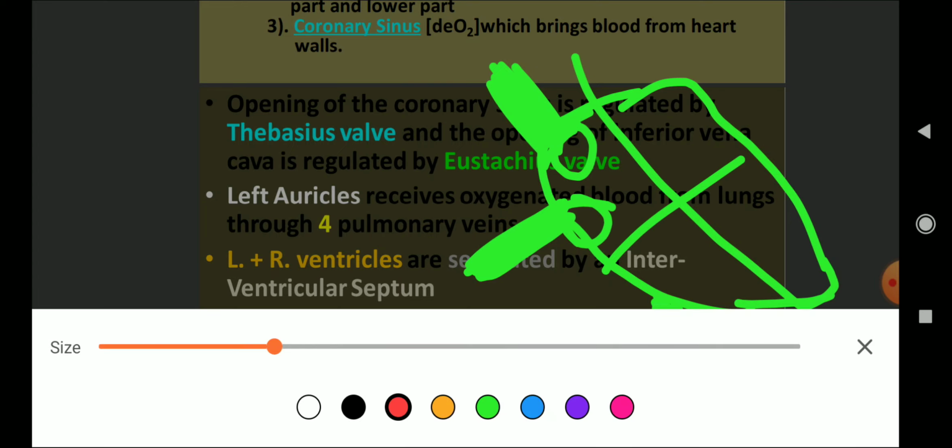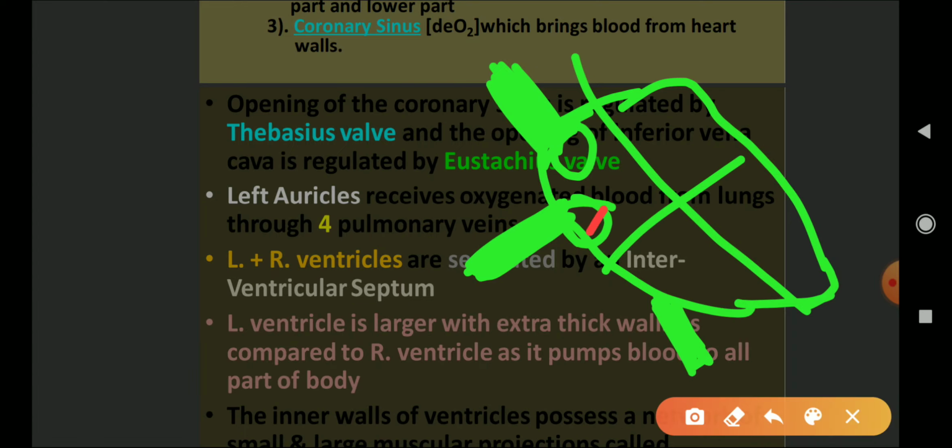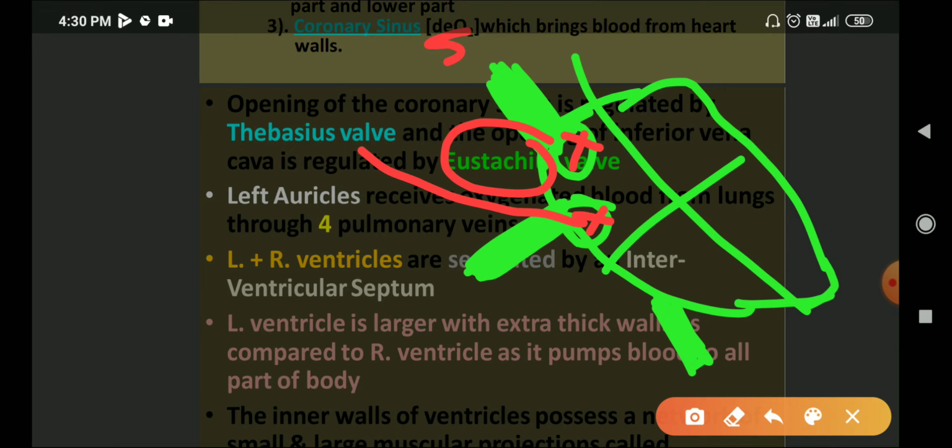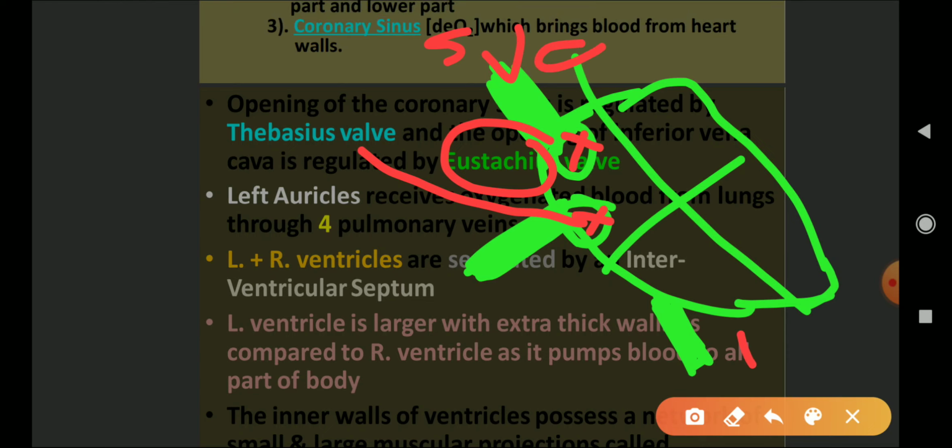Now the valve present here is known as the Thebesian valve, and the valve present here is known as the Eustachian valve. The Eustachian valve controls the flow of blood coming from the superior and inferior vena cava, and the Thebesian valve controls the flow of blood coming from the coronary sinus. This one is the superior vena cava, this one is the inferior vena cava, and this one is the coronary sinus. I hope you understood. Once again, the inferior and superior vena cava combine together and open into the right auricle.